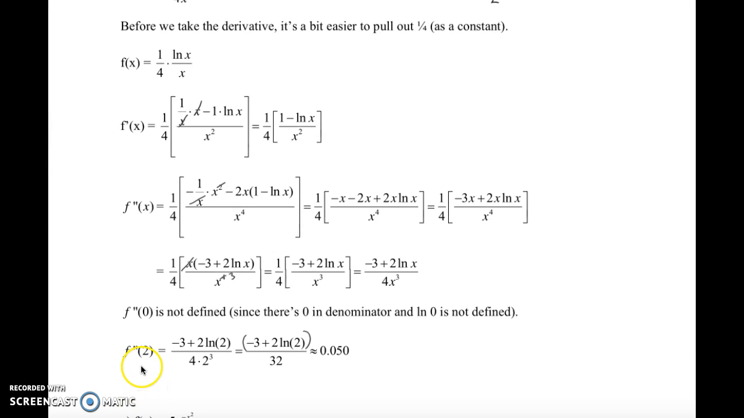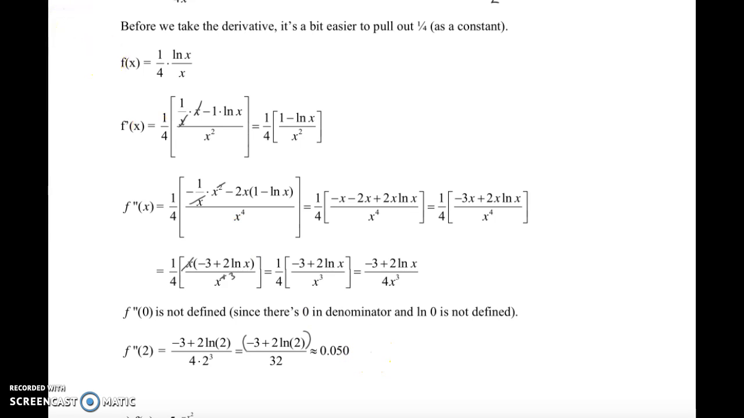The second derivative at 2, go ahead and plug it in. Now it gets really messy here. When you go ahead and plug it in, we have negative 3 plus 2 ln of 2 over 32. And you're just going to go ahead and plug this into your calculator. In this case, we rounded to the nearest thousandth, and we have 0.050. And you could either leave it exact if it asks for it, or you could go ahead and round as indicated in the problems that you're working on.